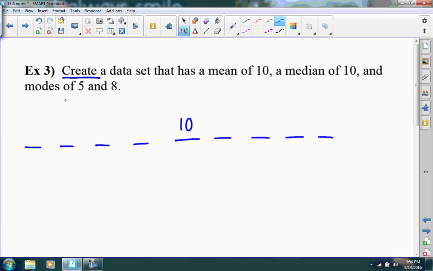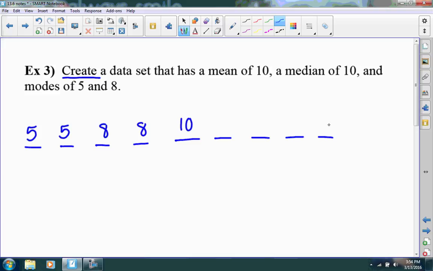And next I have to have my modes of 5 and 8. So that means they have to both occur the same amount of times, but they have to occur more than the other numbers. So they can't just occur once. So they probably have to occur twice or 3 times. But if they occurred 3 times, I don't think 10 would be my median. So let's make my first numbers 5 and 5, and then after that 8 and 8. So that way the 5 and the 8 are occurring twice. And then the other spaces I'll fill in here with other numbers just one time.